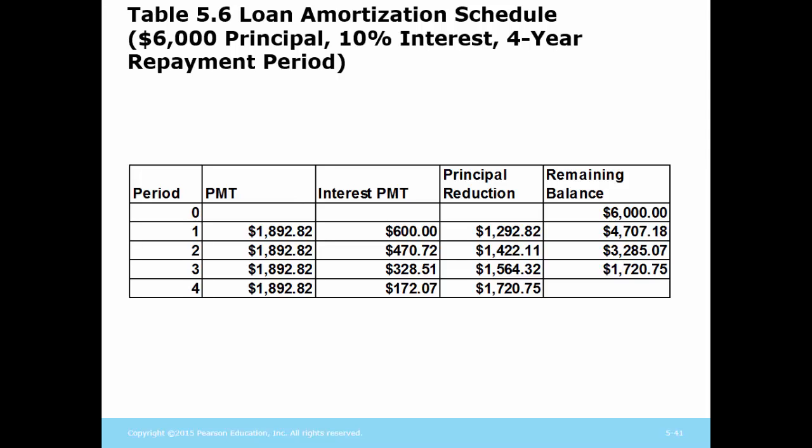In the worksheet, that finance spreadsheet, if you scroll to the right on the loan analysis piece, you'll see what's referred to as the schedule. Here are the payments. Here's the interest payment. Here's the principal reduction. So with the first $1,892 spent, $600 went to interest, $1,292 went to principal. And of course, when you make the 4th payment, the remaining balance is 0.